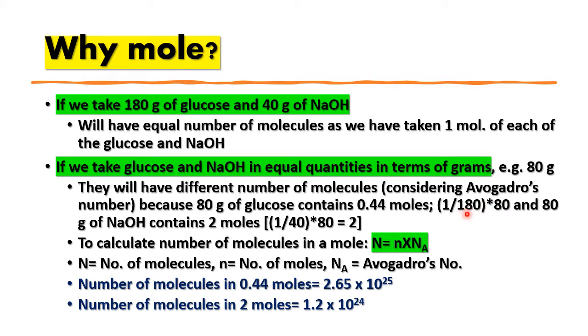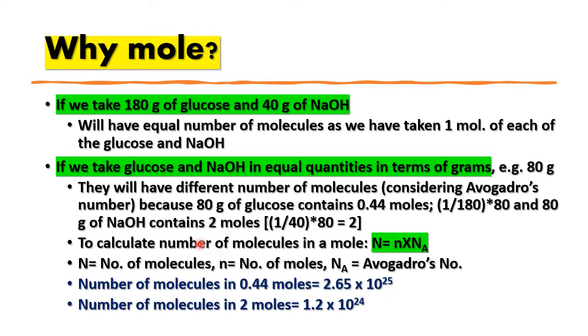Like, 180 gram of glucose contains 1 mole, and 1 gram of glucose will contain 1 over 180, and 80 grams will contain 1 over 180 multiplied by 80. This is the simple unitary method. I will explain this unitary method more later on. But I hope you remember this from your primary school mathematics. And 80 gram of sodium hydroxide contains 2 moles.